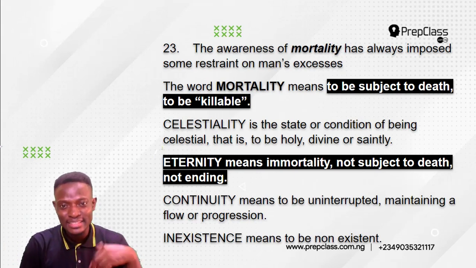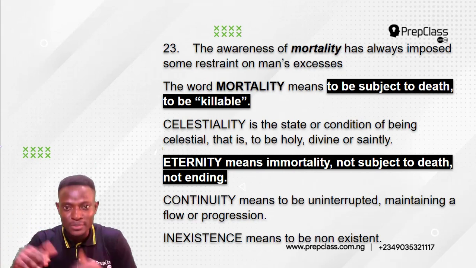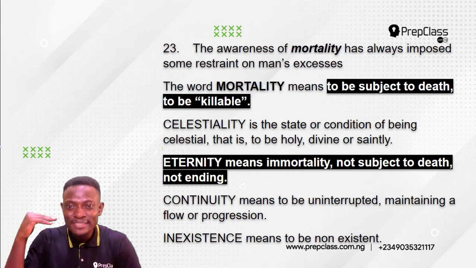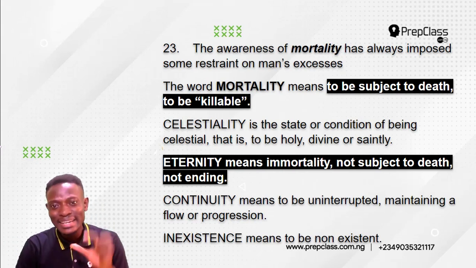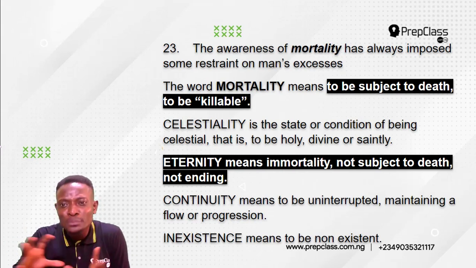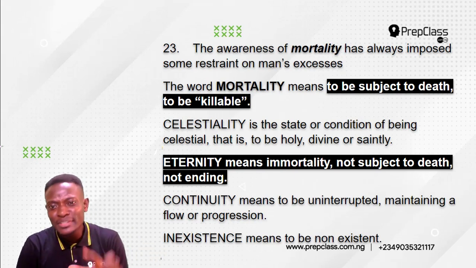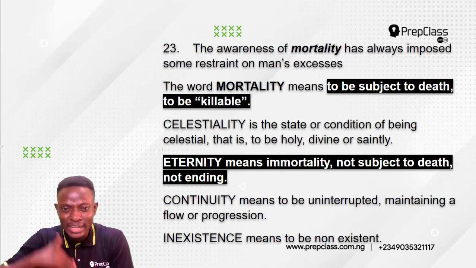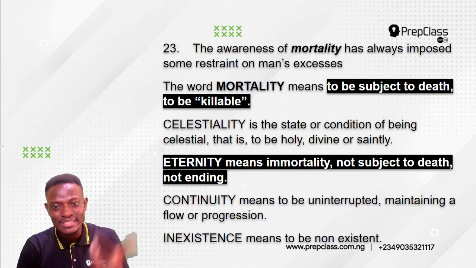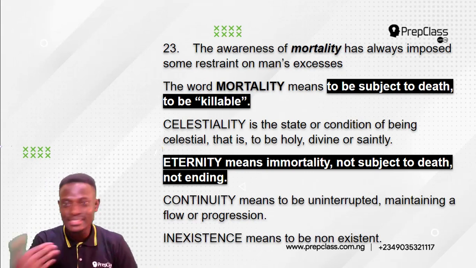Option A, celestiality. This is the state or condition of being celestial. What does it mean to be celestial? To be holy, to be divine or saintly. Option B, eternity. This means immortality, not subject to death, not ending. Option C, continuity, means to be uninterrupted, maintaining a flow or progression, something that continues. Option D, inexistence. This means what? To be non-existent, to not be in existence.